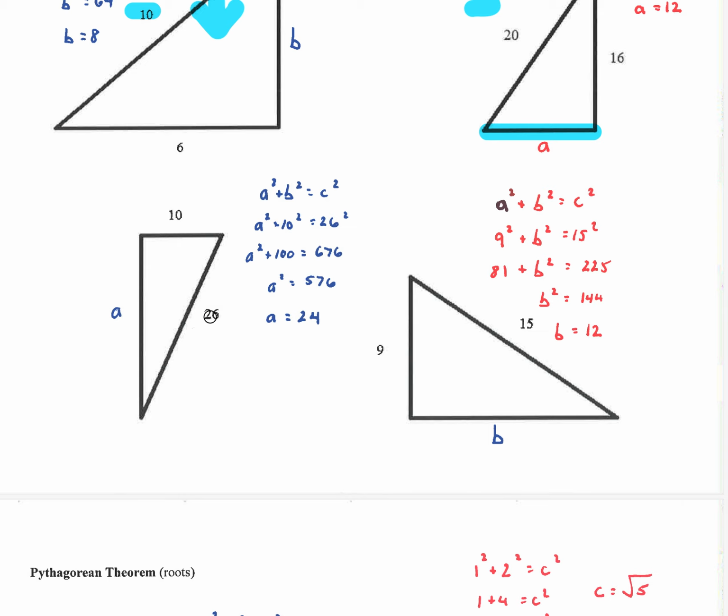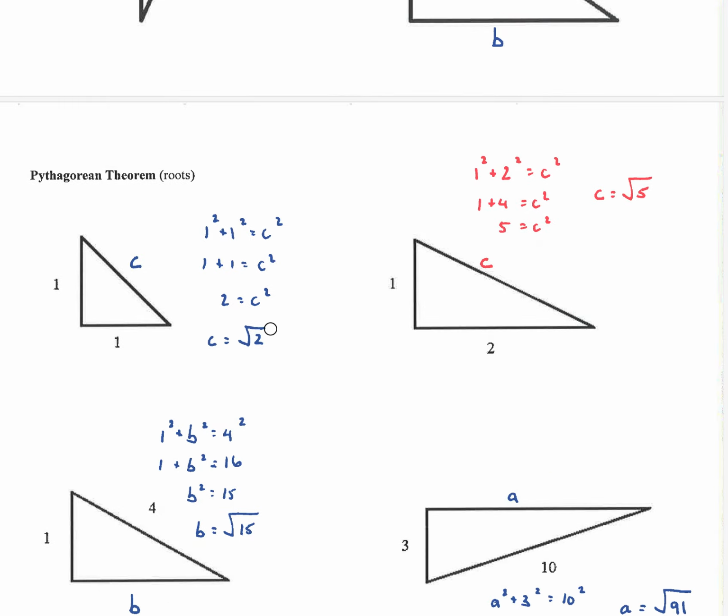This one, again, you know the hypotenuse. You don't know a leg, so just call it a. a squared plus 10 squared equals 26 squared, and it turns out you get 24. It's another Pythagorean triple, the 10, 24, 26 triangle. And then you get this one where you don't know a leg, and so you say 9 squared plus b squared equals 15 squared, and you solve just like the same thing, and then you get 12.